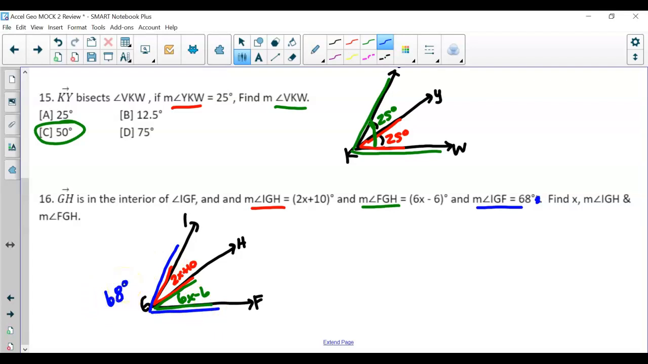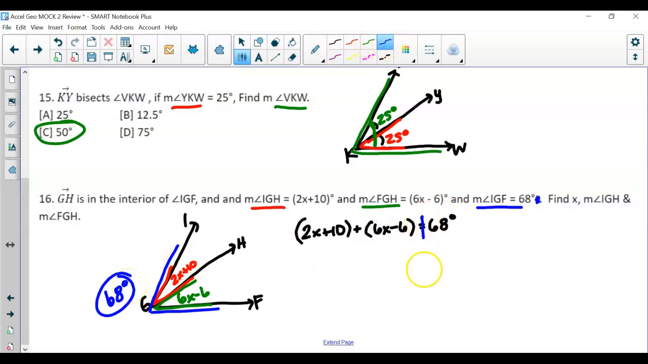We're finding the measure of the angles IGH and FGH. So are these two equal? No, because GH just says it was interior. It's not a bisector, but they do add up to 68 degrees. So that's why the setup is 2x plus 10 plus 6x minus 6 is equal to 68 degrees, because the two angles add together to equal 68.